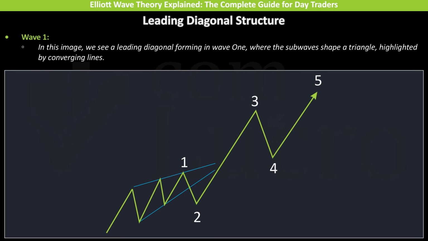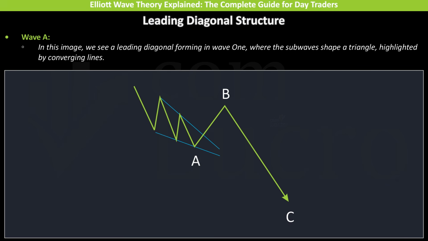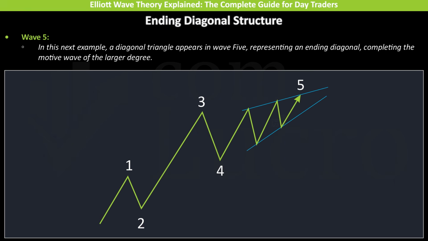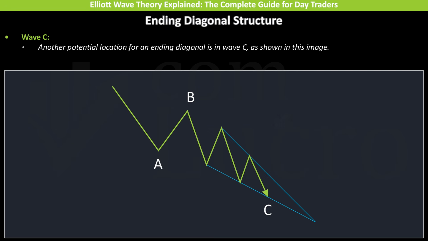In this image, we see a leading diagonal forming in wave 1, the subwaves compressing into a wedge marked by the converging lines. The other common home for a leading diagonal is wave A, and in this next example, the diagonal appears in wave 5, an ending diagonal, closing out the motive wave of the larger degree. Wave C is the other place an ending diagonal shows up, as you can see here.